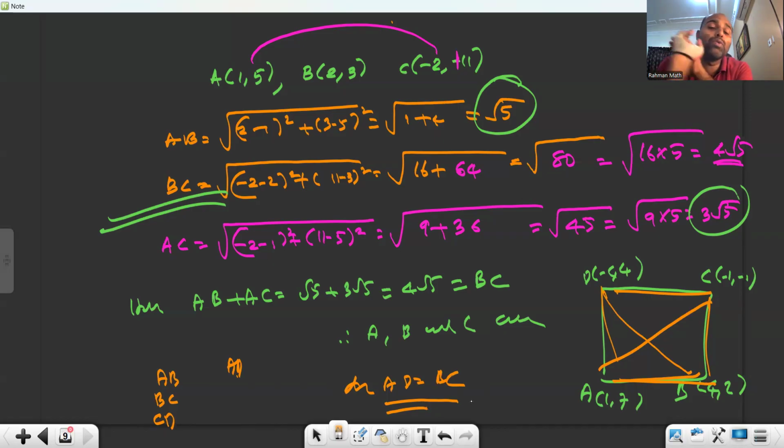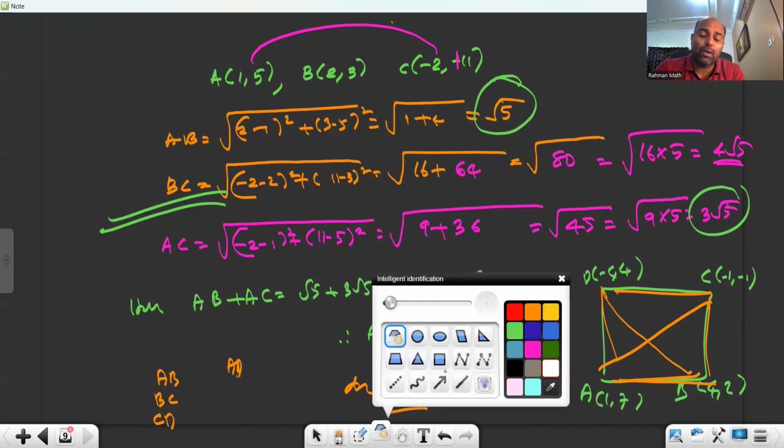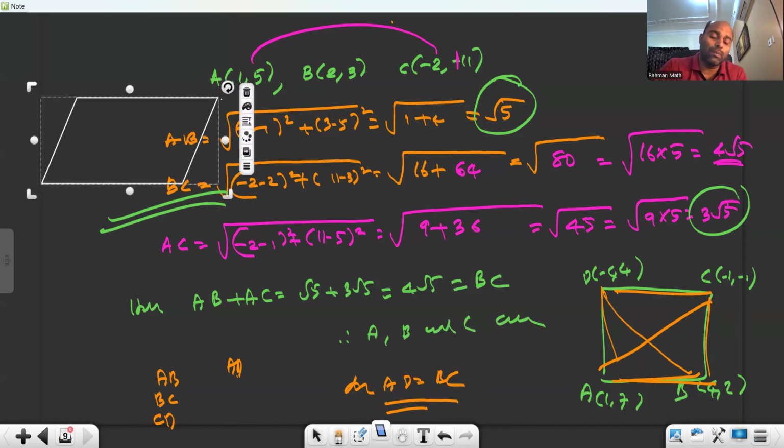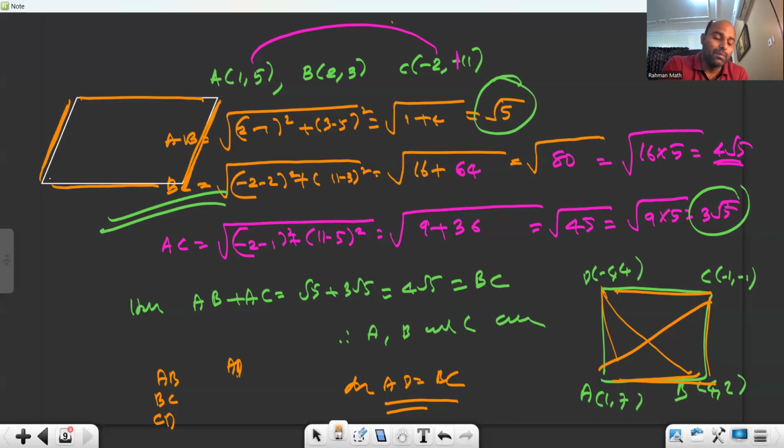Sometimes the question will come: prove that it is a parallelogram, not a rectangle. If they are telling you to prove a parallelogram, what you have to show is that opposite sides are equal. This equals this, this equals this. But diagonals are not equal. Then it is a parallelogram. If diagonals are also equal, it is a square. And don't forget about this. So all this hint is somewhere you write.